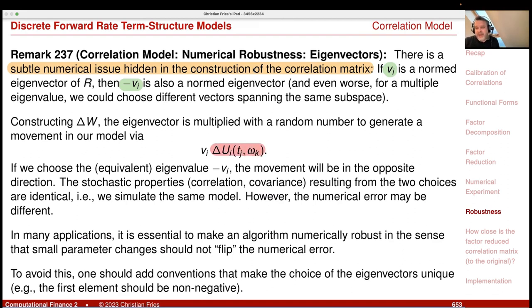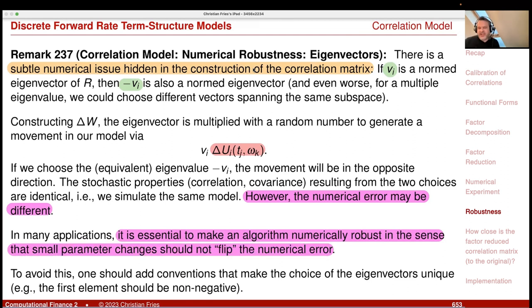From a mathematical point of view, this is no problem, because we are multiplying anyway with a normally distributed random number. It is just: do we draw something positive or something negative? For the model, it's no difference. However, for the numerical error it makes a difference, because we somehow generate different random numbers. In many applications, it is essential that a numerical algorithm is robust, in the sense that a small parameter change does not flip the numerical error. For this reason, I have in my code a convention that makes the choice of the eigenvectors unique. For example, the first element of the eigenvector should have a positive sign. This will distinguish the 1, 1, 1 from the -1, -1, -1.